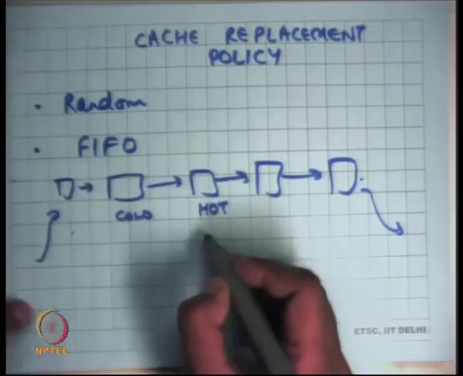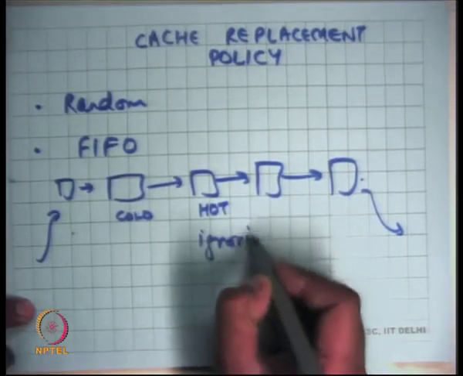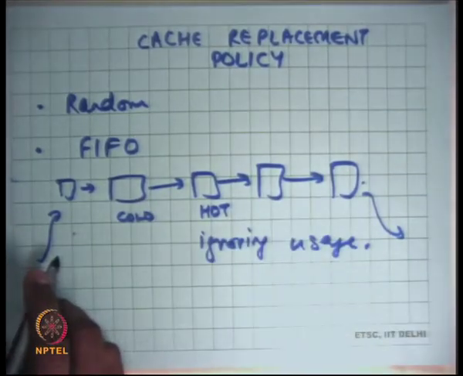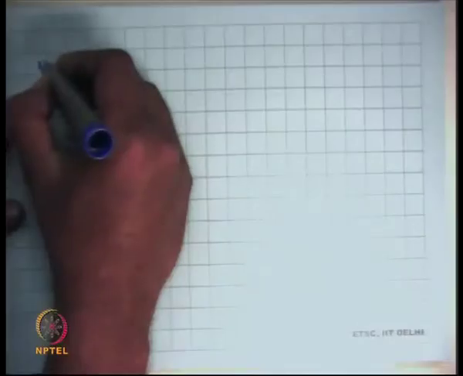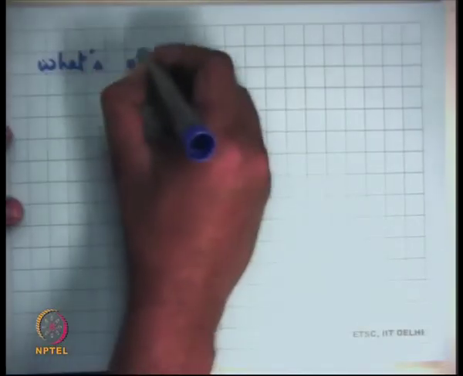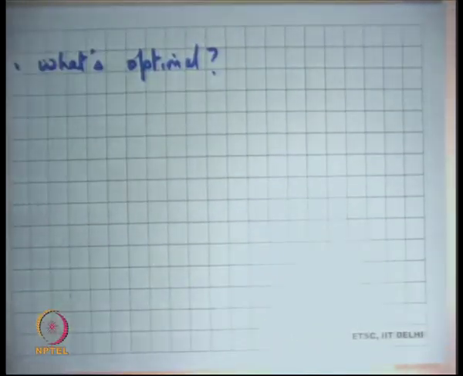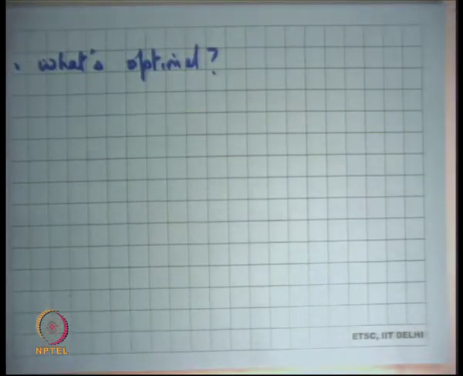So you're ignoring usage, right? Okay. So let's turn it around. Let's say what would have been the optimal. What's the optimal page replacement policy? Assuming I had an oracle who can give me all the information I need, what would have been the optimal thing to do?